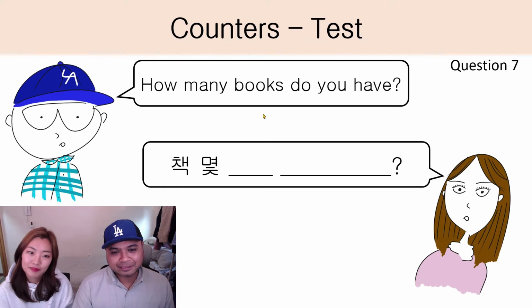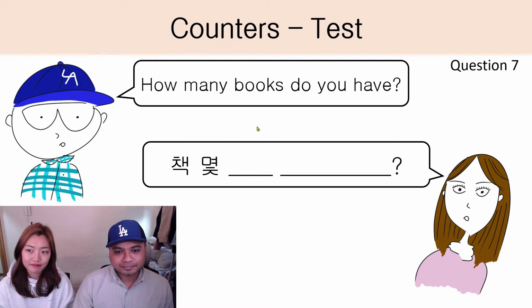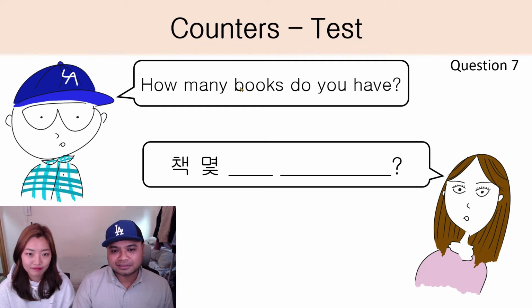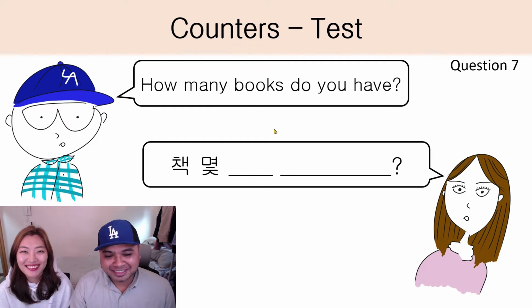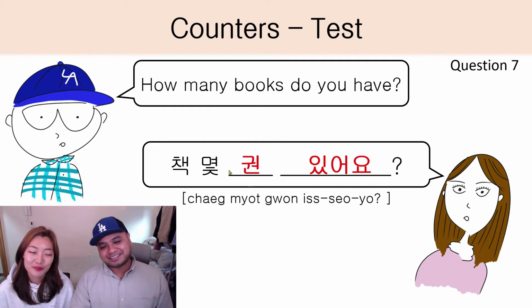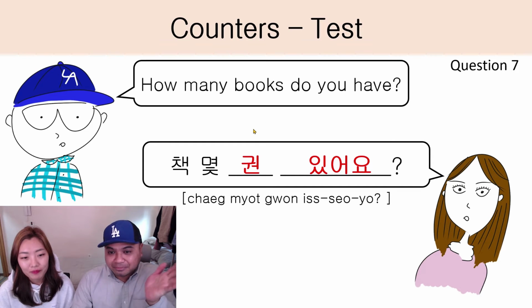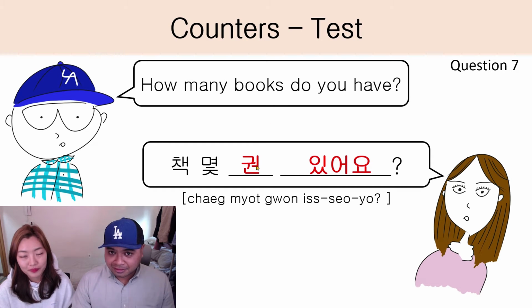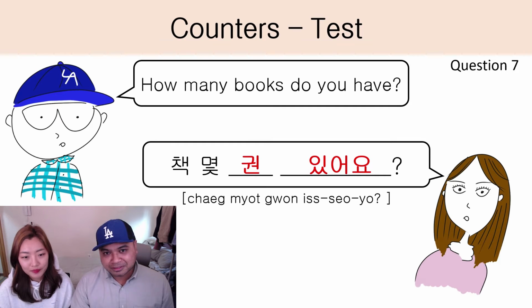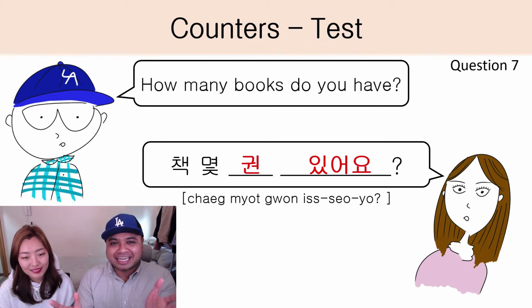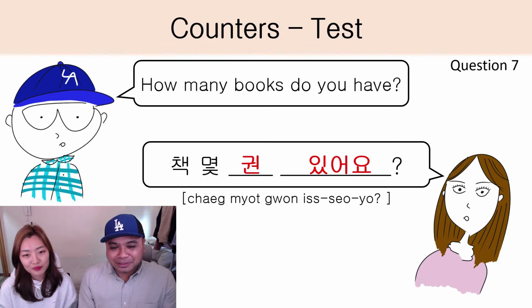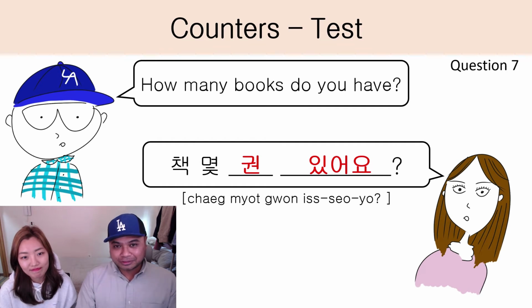Okay, so let's talk about this. Now, what is the counter for books? 권. So you would need to say, 책 몇 권 있어요? This means how many books do you have? 권 is the counter for books. They're not people, they're not bottles. They're actually a thing, but there's a counter for books. If it's a book, you've got to use 권, okay? So don't use 개. 권 is a very common counter, so you need to use 권.